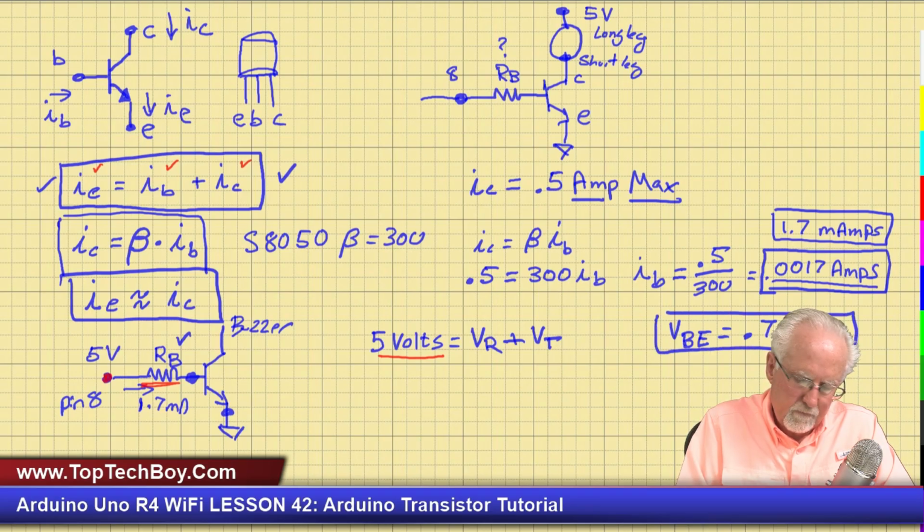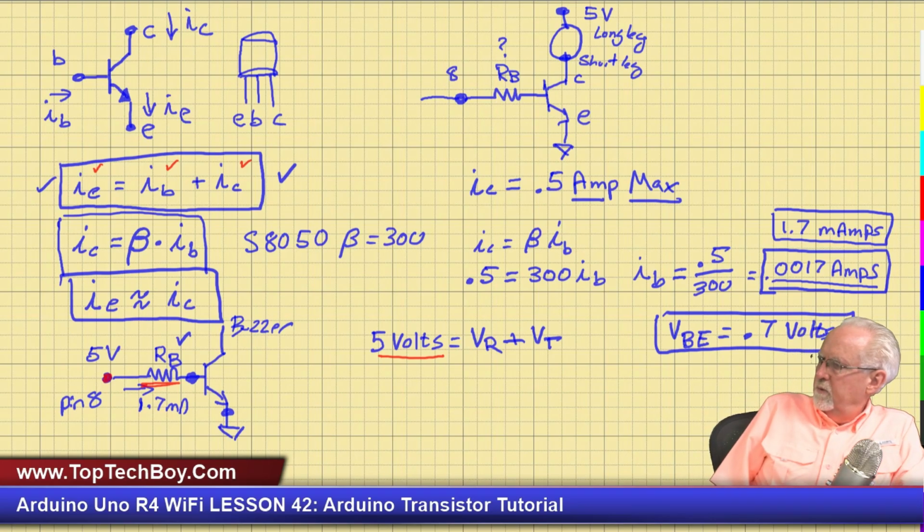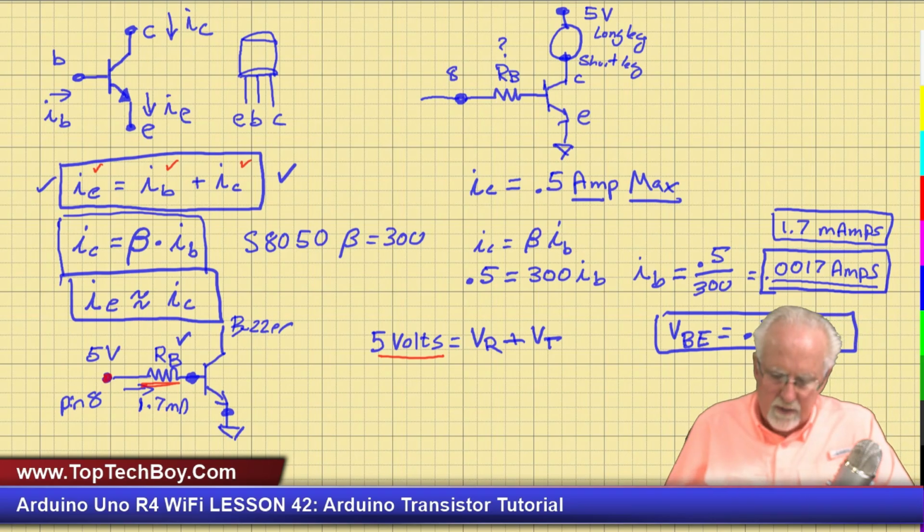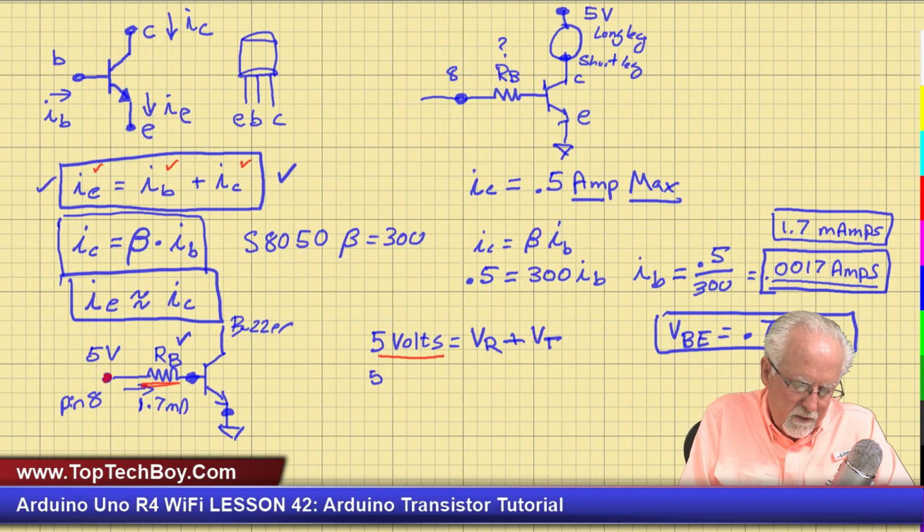Okay, so now we're getting close. 0.7 volts. So the 5 volts that is coming out of pin 8 is going to drop across the resistor and across the transistor, but what drops across the transistor is 0.7 volts. Then if I subtract 0.7 from both sides, I can see that the voltage drop across the resistor is going to be 4.3 volts.